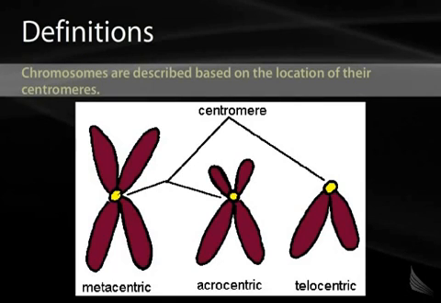Chromosomes can be described based on the location of their centromere. A couple more vocabulary terms to learn here. Metacentric is if the centromere is in the middle, acrocentric if it's towards one side, and telocentric if it's all the way to the end.